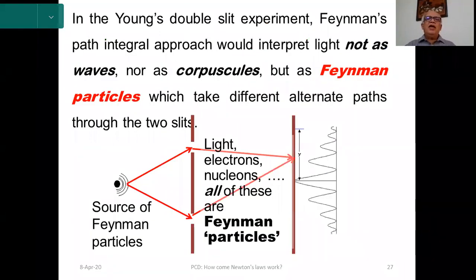So we are dealing with Feynman particles. We are not talking about waves. We are not talking about corpuscles. And now we are coming to the close of this discussion. I will be happy to take some questions, but I will just show one or two interesting applications of this particular approach. And as I mentioned, the famous illustration of quantum mechanics is the Young's double slit experiment. Whether you do it with light or electrons or nucleons, or you can do it with fullerene molecules if you like. With anything, this Feynman approach works.